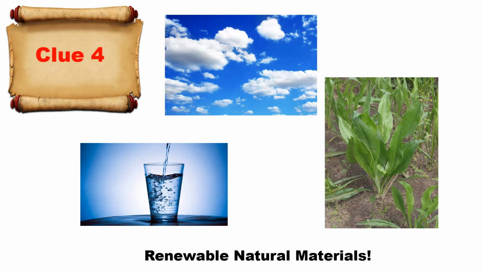Renewable natural materials is clue number 4. Some renewable natural resources are necessary for life on Earth. The oxygen you breathe, the water you drink, and the sunlight that helps your food grow are a few of the renewable natural resources that support life. You can see air, you can see the plants that we eat, and water that we drink.